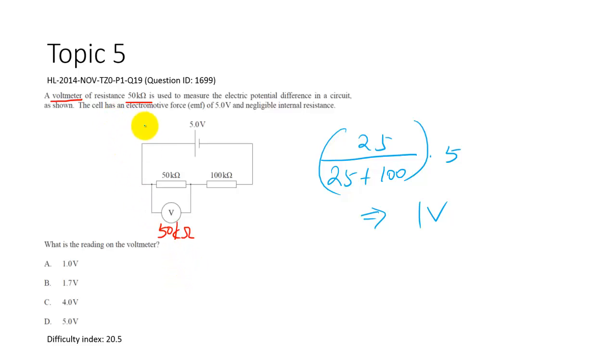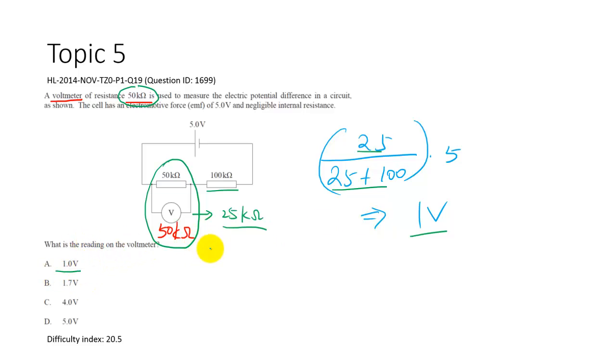Next question. You should not overlook the fact that this time the voltmeter is not ideal and it has a resistance of 50k ohm instead of infinity. So you have to calculate the equivalent resistance of the voltmeter and this resistor, which is going to be 25k ohm. Among 25k ohm and 100k ohm, the 25k ohm would take 25 over 125, so that will be 1 over 5 times 5. That would mean it would take 1 V here.